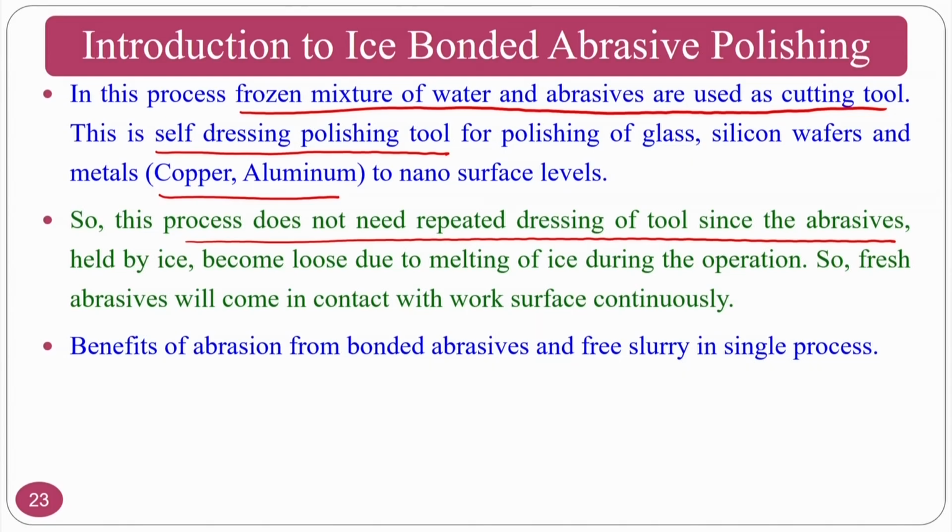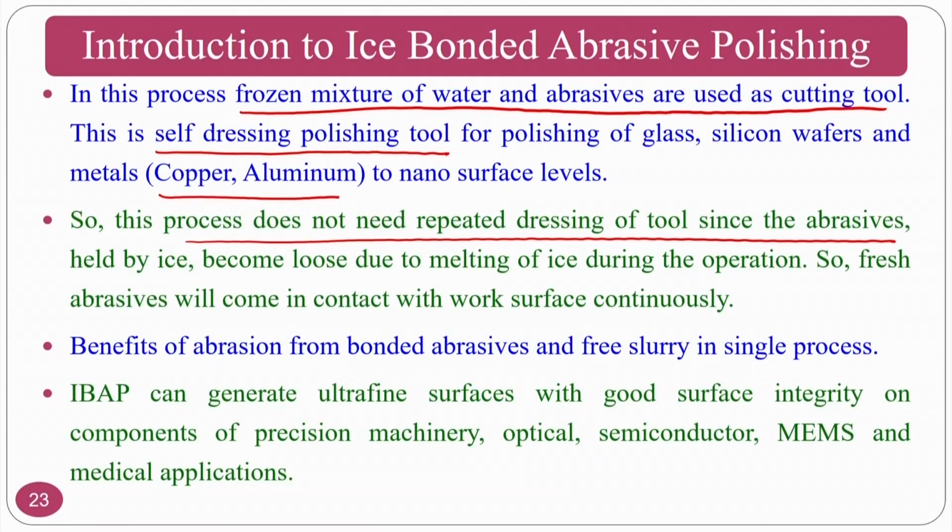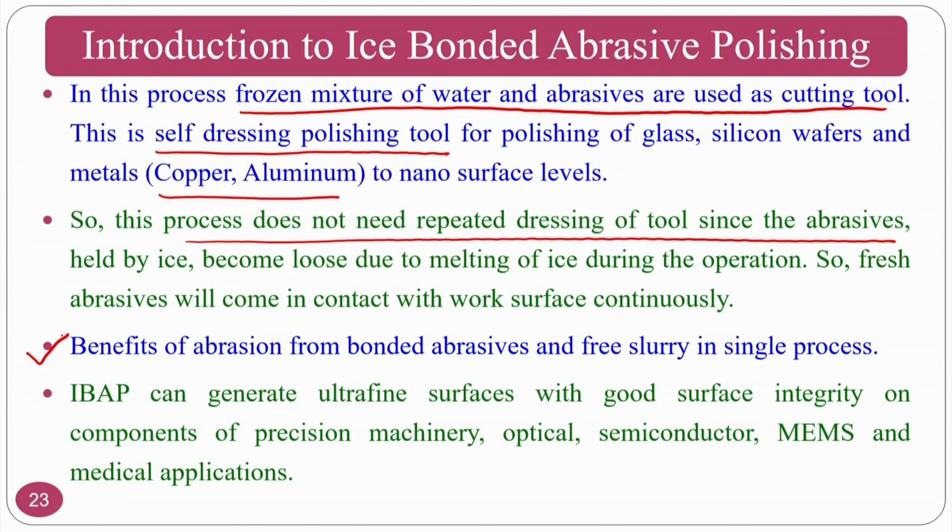You get the benefit of abrasion from bonded abrasives and from slurry in a single process; you can go for bonded abrasive or slurry. That means you can use this process for the bonded abrasive type, where the abrasives are held firmly by the ice, or you can increase the temperature and make it a semi-solid slurry. So in between also you can maintain it, so that you can do the polishing operation.